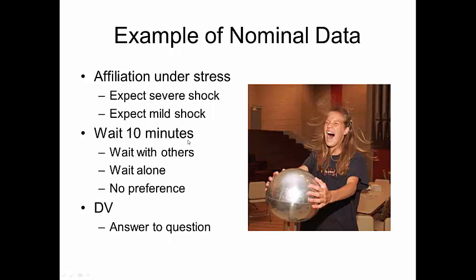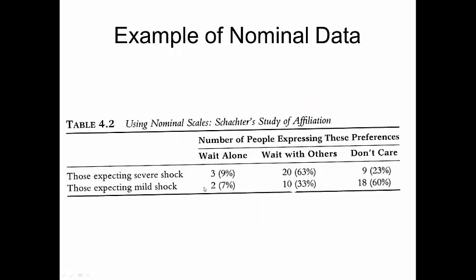Now, in terms of independent and dependent variables, their answer to that question is their need for affiliation, and there are 3 levels of it. Do you want to sit with others? Do you want to wait alone? Or is there no preference at all? There are 3 different categories there. Then he's looking to see how many people answer each of those things. So this is one of the ways that you actually represent nominal data.